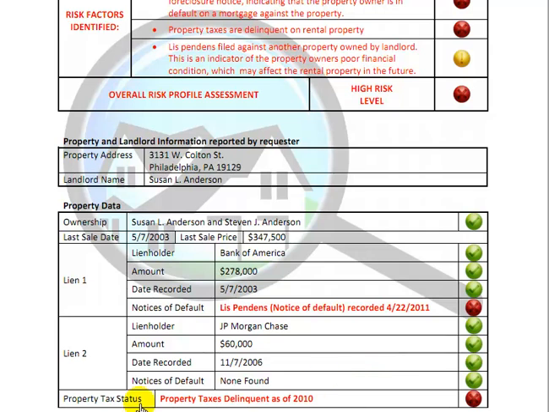Next, we'll look at the property taxes. Now, not every jurisdiction provides this information to the public, and we will provide it to you in any case where we are able to find it. And what we've found here is that they are delinquent on their property taxes as of 2010. That again earns a red X because delinquent property taxes can lead to the foreclosure of a property. And that is a problem for you as a renter.